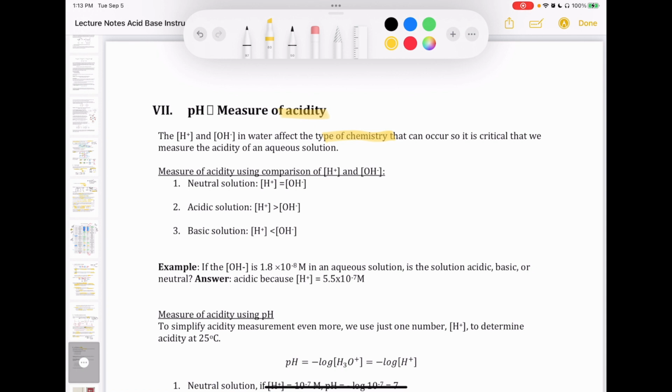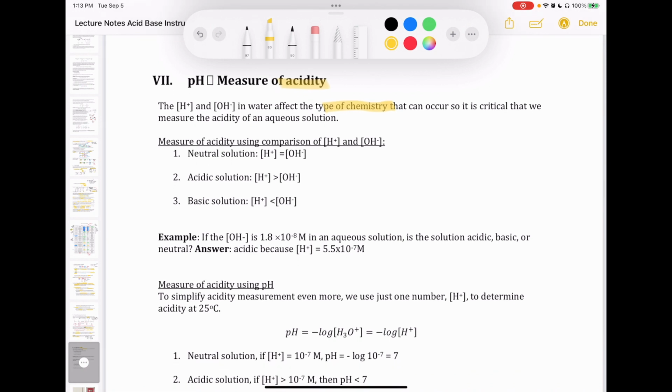And so we're going to talk about measures of acidity here. And there's two measures. The main measure is this one right here, which is comparing the relative concentration of H plus and OH minus. And simply what we say here is that if you have more H plus than OH minus, then that solution is acidic. If you have less H plus than OH minus, it's basic. If you have equal amounts, then we call it neutral.